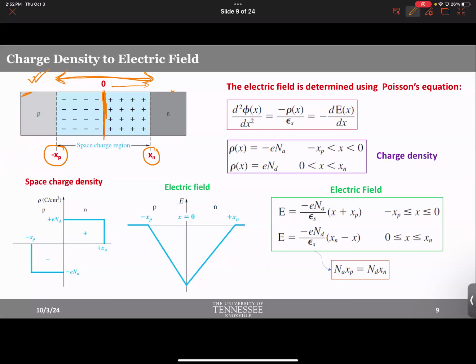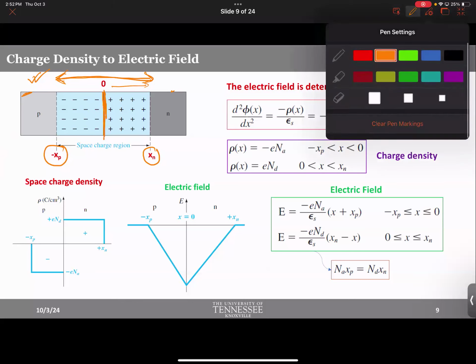That's why I'm spending time. xn and xp. These are almost like given parameters. xn represents the width of the space charge region in the N side, and xp represents the width of the space charge region in the P side. Now, if I ask you, what is the total width of the space charge region? You should say xn plus xp. That's the width of the space charge region. Okay, super simple. It's like a geometry class.